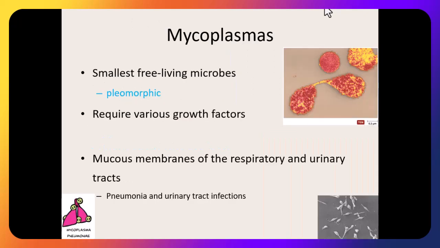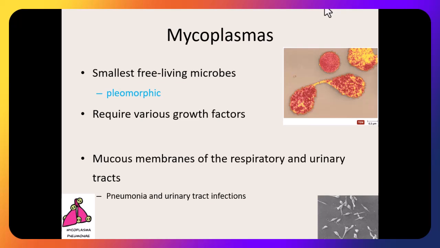Our second group, the mycoplasmas, they're the smallest free-living microbes, and these are pleomorphic. Pleomorphic means it can change shape. The reason for that is they don't have a cell wall. Genetically, they are a gram-positive organism, but if we tried to gram stain them, they're not going to gram stain correctly. But genetically, they are gram-positive, so they're unique.